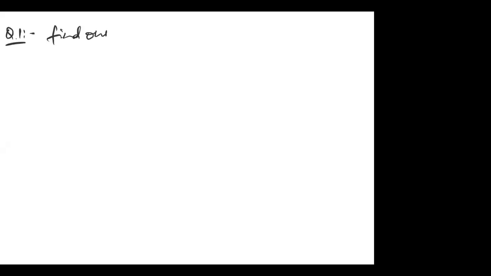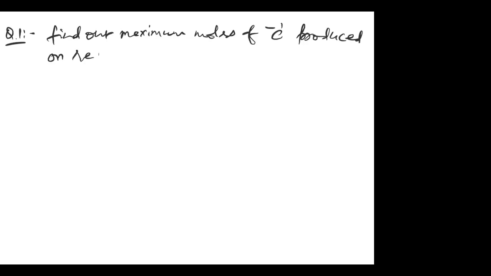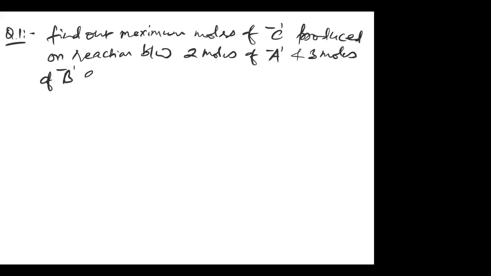Find out the maximum moles of C produced on reaction between 2 moles of A and 3 moles of B, according to the reaction given: A plus 2B gives C. Find out the maximum moles of C produced on reaction between 2 moles of A and 3 moles of B according to the given reaction, A plus 2B gives C.